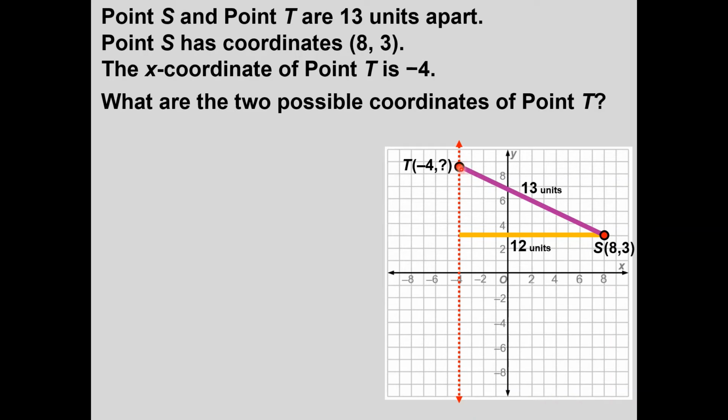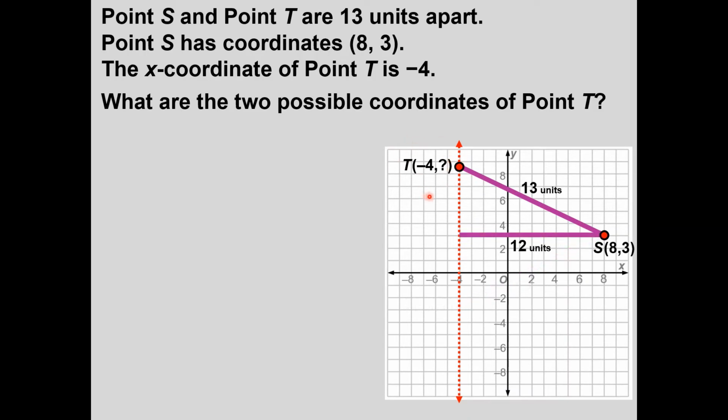But remember, there's two possible answers. So if one possible answer for T is above the line, that means the other possible answer for T has to be a point below the line. So let's say it's somewhere down here, -4, comma something. But wherever that is, that distance from T to S, remember, is 13 units away. So there's two possible answers that we're going to have to find. For simplicity's sake, let's just focus on one of them for now. So let's focus on this one.